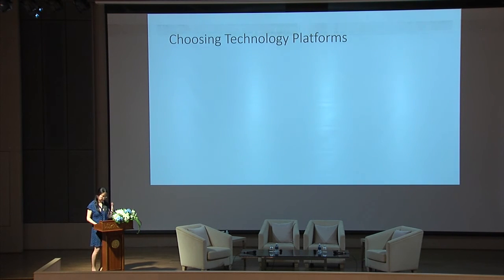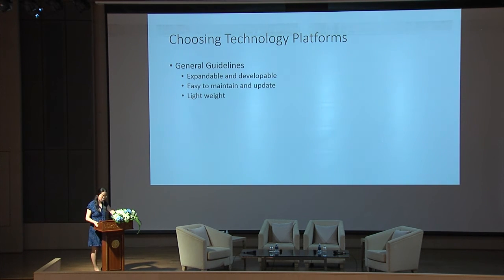First, we need to choose the technology platforms. By the time we choose a technology, we have 3 guidelines. First, the platform should be expandable and developable, which means we can build our customized functions, and it's easy to maintain and update. We don't expect our collaborators to have a very special JS and website team to maintain it. It should be able to be maintained by a typical IT person, and lightweight.